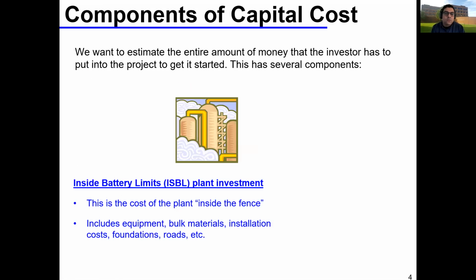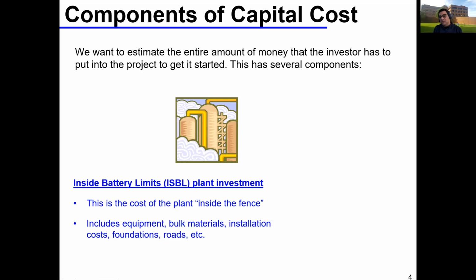Let's talk about this. So, the idea of capital cost is you want to estimate the entire amount of money, or how much money an investor has to put in the project to get started. And this investor could be a bank, could be a venture capital firm. If you're working for a company with deep pockets, it could be the company itself, or it could be maybe the government, whoever is paying to build this plant. You need to give them an initial estimate on how much money you need. And there are two main parameters.